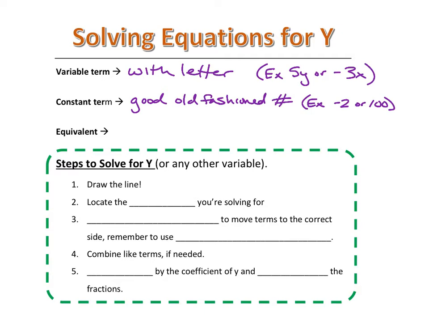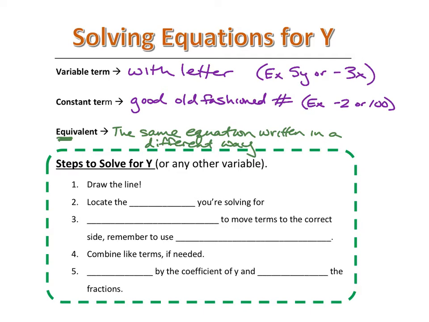Now, the word equivalent has the beginning sign of equal. So when we're talking about an equivalent equation, we're talking about the same equation written in a new way, written in a different way. And that's our goal when we're solving equations for y: we're going to write an equivalent equation. We haven't changed any of the values. We're just going to rewrite it in a different way.